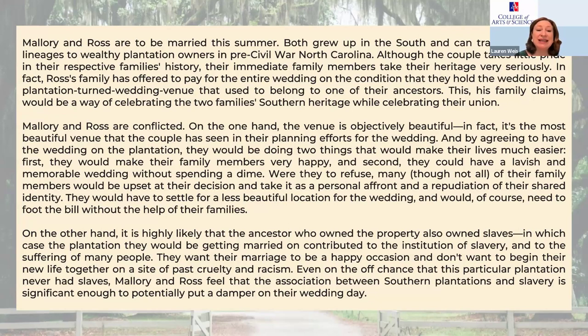On the other hand, it is highly likely that the ancestor who owned the property also owned slaves, in which case the plantation they would be getting married on contributed to the institution of slavery and to the suffering of many people. They want their marriage to be a happy occasion and don't want to begin their new life together on a site of past cruelty and racism. Even on the off chance that this particular plantation never had slaves, Mallory and Ross feel that the association between Southern plantations and slavery is significant enough to potentially put a damper on their wedding day.